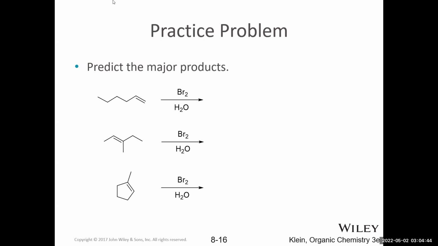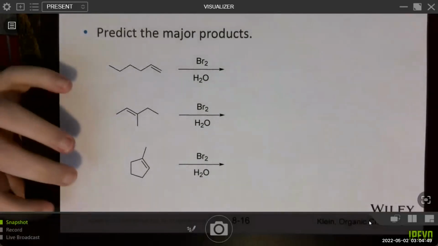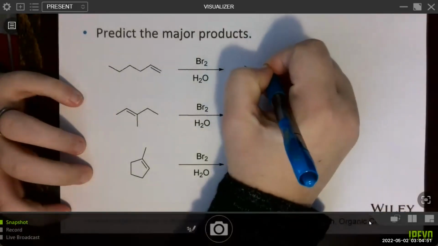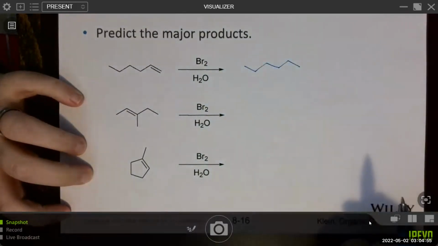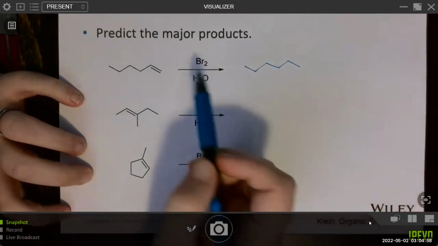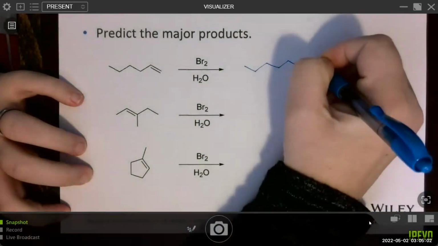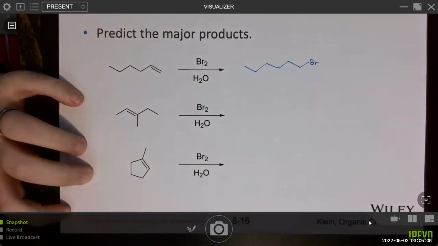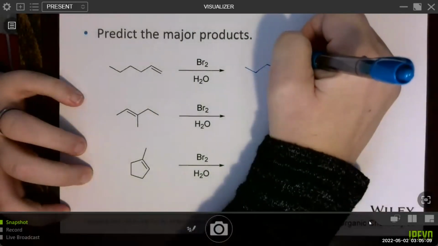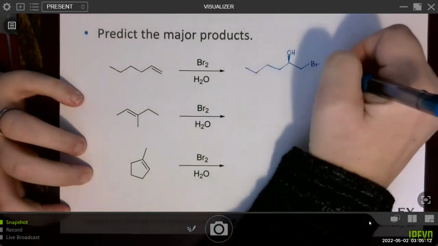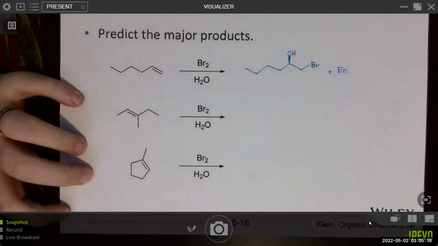Okay, let's go ahead and practice. So predict the major products. So again, you really have to think of bromination, where the more substituted carbon instead gets an OH instead of a bromine. And the less substituted carbon gets the bromine. That is not going to become a chiral center. And the more substituted one will get an OH. That will become a chiral center. We will get a mixture of enantiomers.